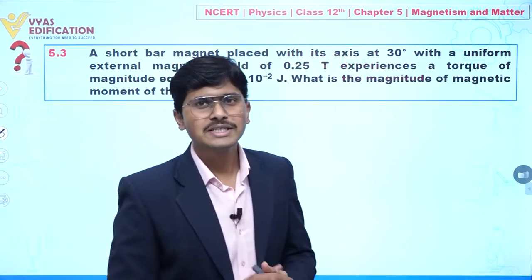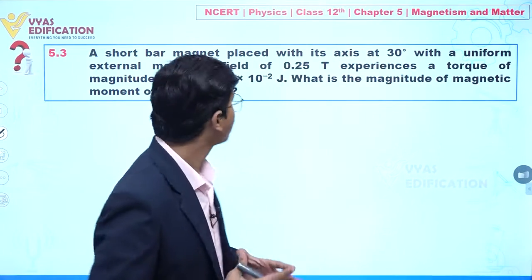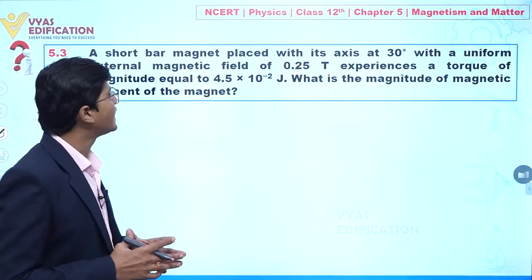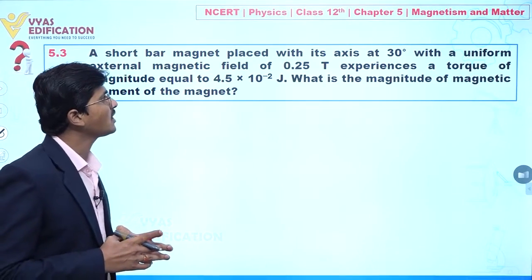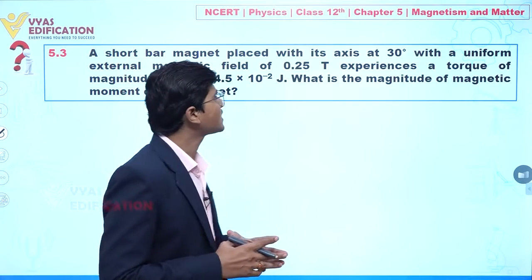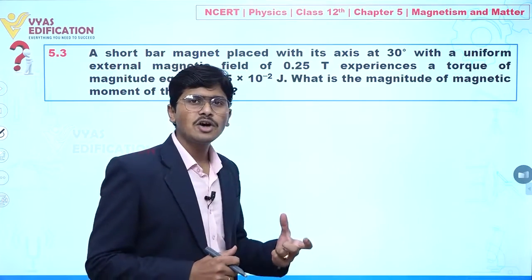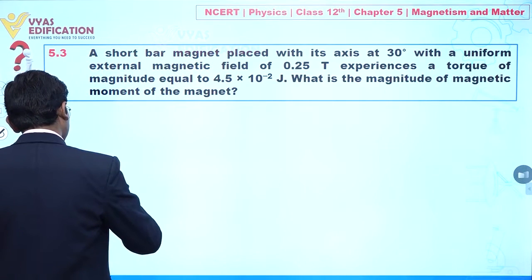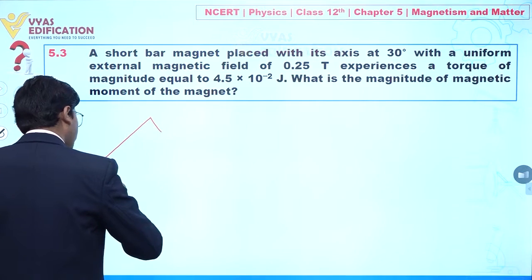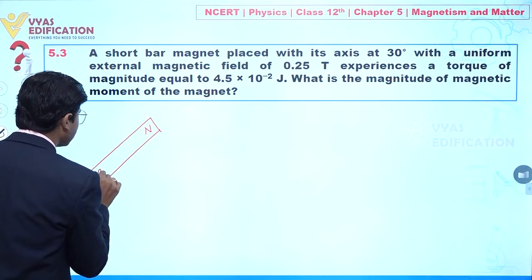Now students, we are going to discuss question number 5.3. In this question it is given that a short bar magnet placed with its axis at 30 degrees to a uniform external magnetic field of 0.25 Tesla experiences a torque of this magnitude. What is the magnitude of the magnetic moment of this magnet? Clear? So let's suppose the given situation is like this. Let's suppose here we have a magnet, and this one is north and this one is south.